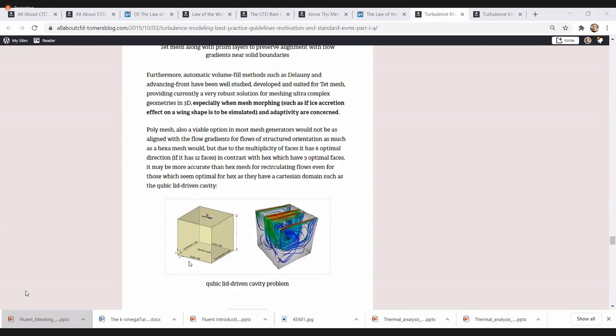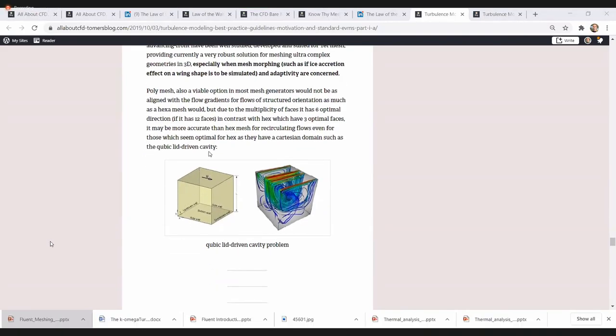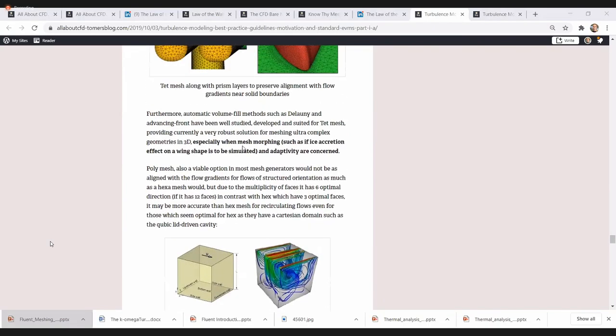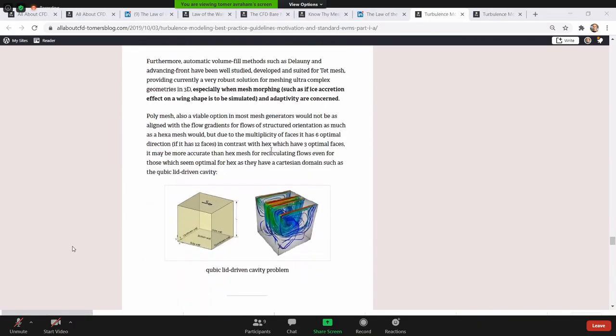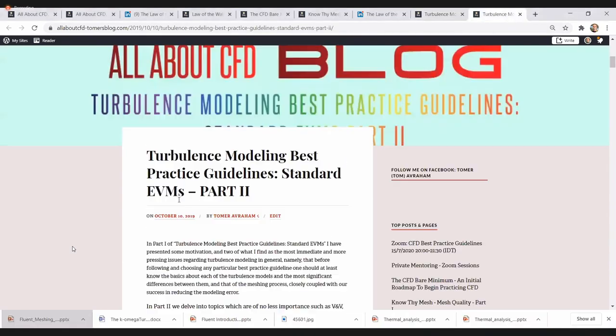Because it's a cube. But as it appears, because of the recirculation areas, polyhedra mesh performs better than hex mesh in this case. So sometimes things like that should be taken into account.